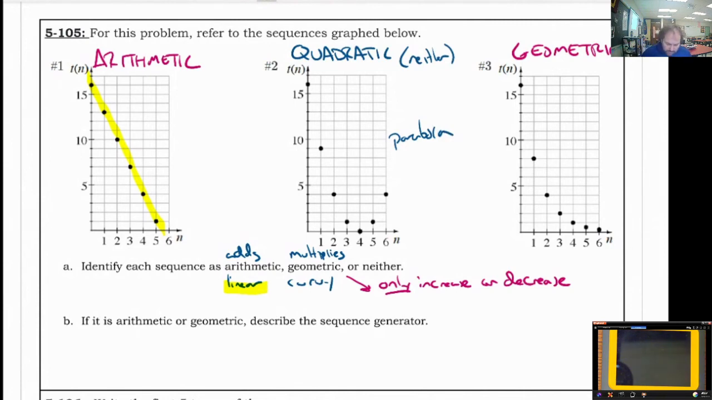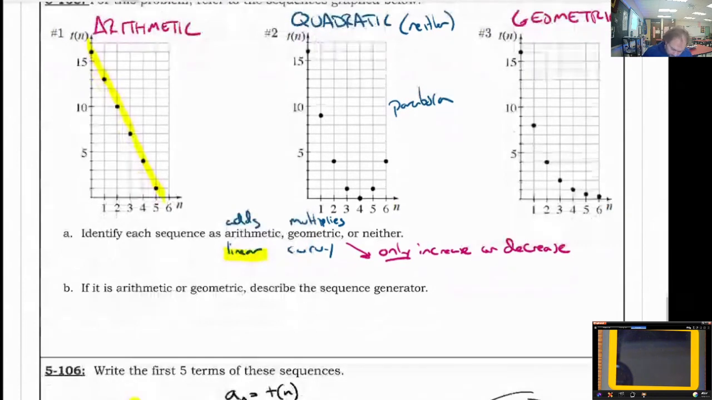So let's talk about number 1. The sequence generator just means what's the equation, what's going on every time to get to the next term. It looks like we're going to the right 1 and down 3. Right 1, down 3, right 1, down 3. So I would say that the sequence is subtracting 3 every time.